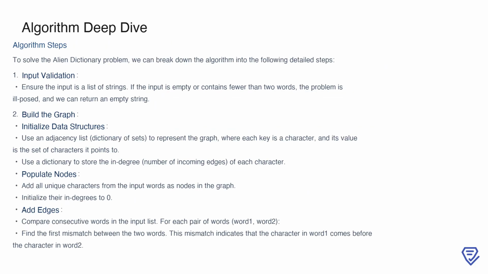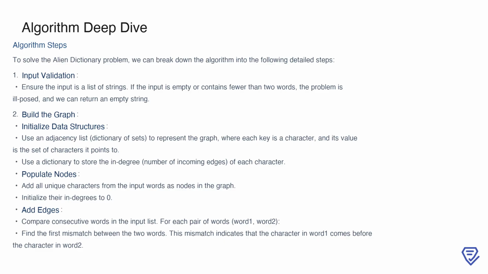To solve the alien dictionary problem, we start by breaking it down into distinct steps. The first step is input validation. Here, we check if the input is a valid list of strings. If the input is empty or contains fewer than 2 words, the problem is not well defined, and we can safely return an empty string as the result.